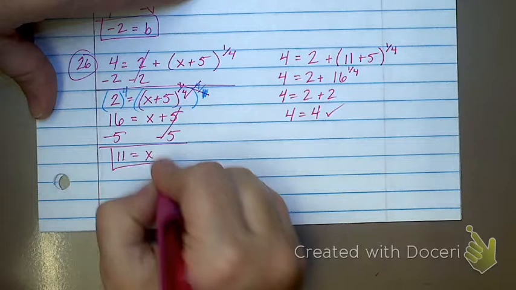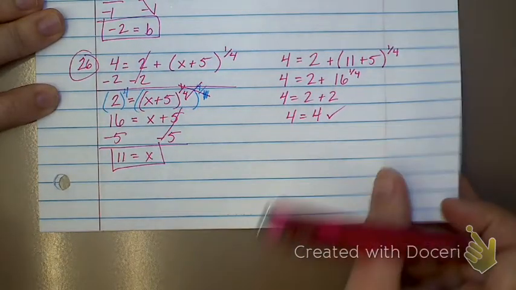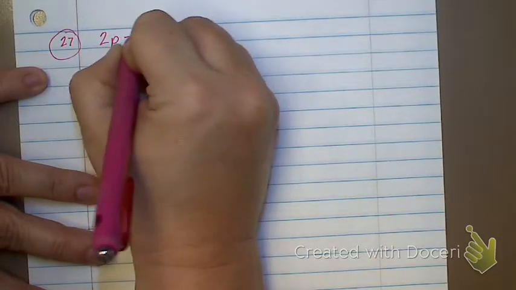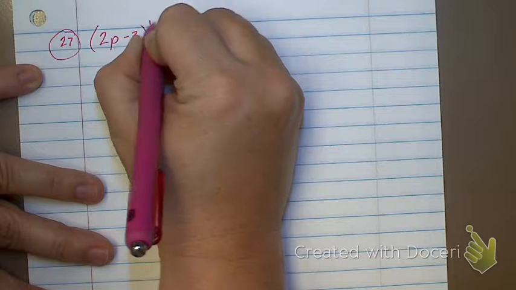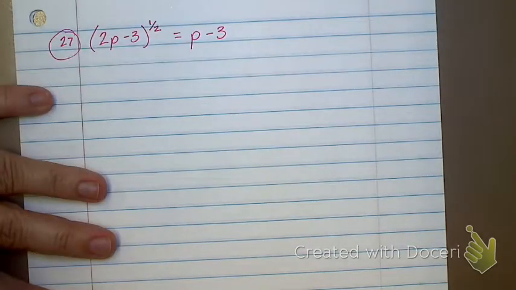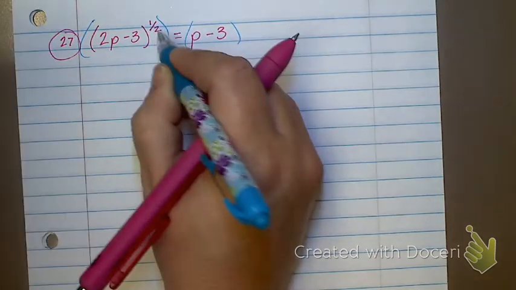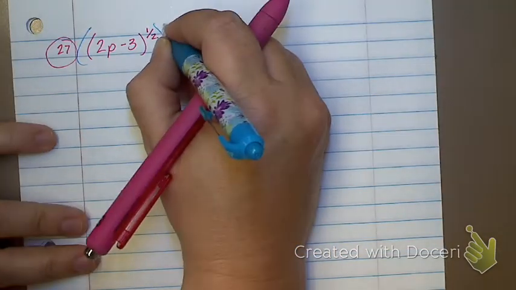Okay. All right. Last problem on the back side. Here we go. Number 27. 2p minus 3 to the 1/2 equals p minus 3. All right, my radical thing is by itself, so I'm ready to raise both sides. I'm going to raise both sides to the reciprocal power. What's the reciprocal of 1/2? 2 over 1, or just 2.